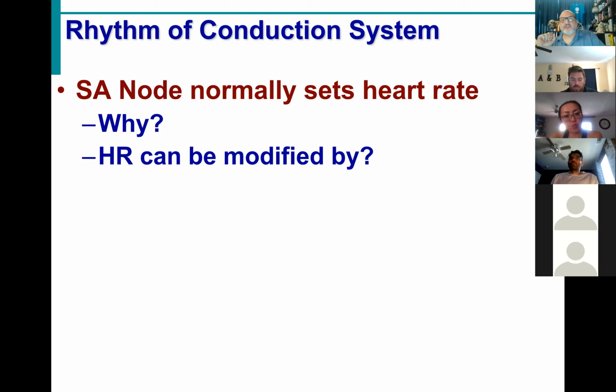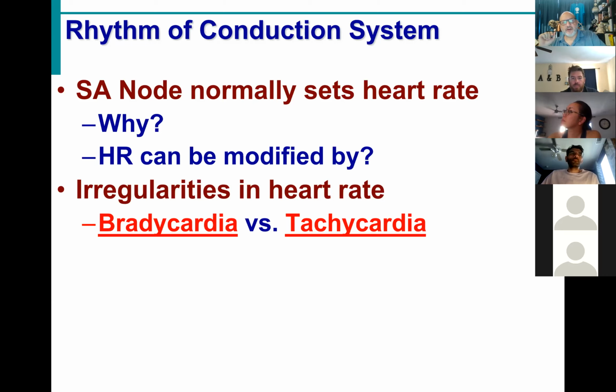But as we've already talked about, your heart rate can be modified. We've actually seen how it can be sped up and how it can be slowed down. And what were those things that modified it? The sympathetic and parasympathetic. Yeah, sympathetic nervous system, parasympathetic nervous system, and hormones. There you go. Absolutely.